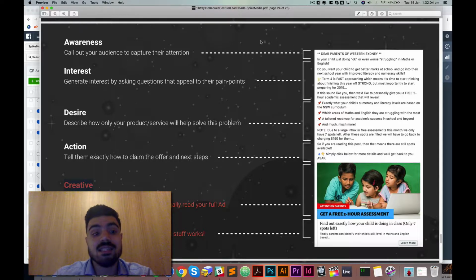In the second line, you just want to start asking a bunch of questions, and this is the interest phase. So generate interest by asking questions that appeal to their pain points. Just keep questions rolling through. Is your child just doing okay, or even worse, struggling in maths or English? Do you want your child to get better marks at school and go into the next school year with improved literacy and numeracy skills? Keep asking questions to show that you can relate to their problem and their pain point, and then that's going to really keep them moving down through the various steps. So term 4 is fast approaching, which means it's time to start thinking about finishing this year off strong, but most importantly, to start preparing for 2019.